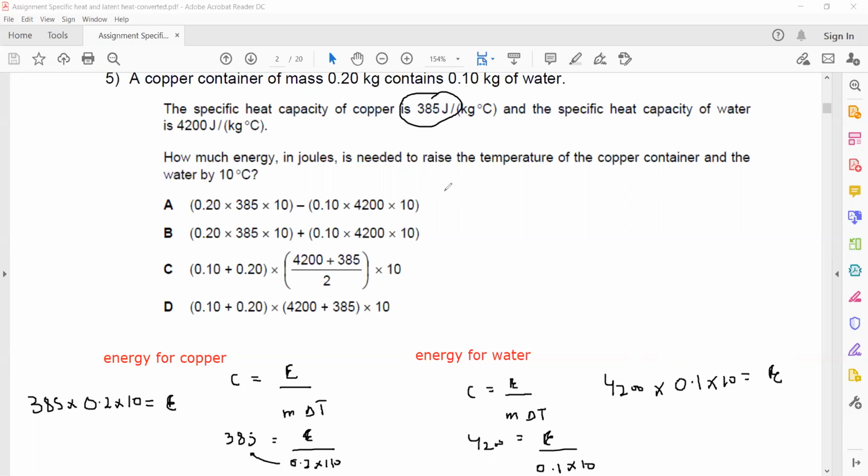What is the total energy required? The total energy required is the sum, so I will add the two values. Which option does it match? It matches option B. This is the energy which the copper absorbs, and this is the energy which the water absorbs, and the sum of the energy gives us the total energy required for both objects. That's the total. Is this question clear?